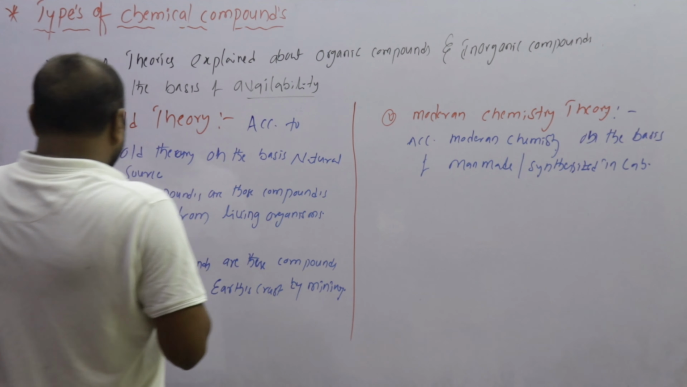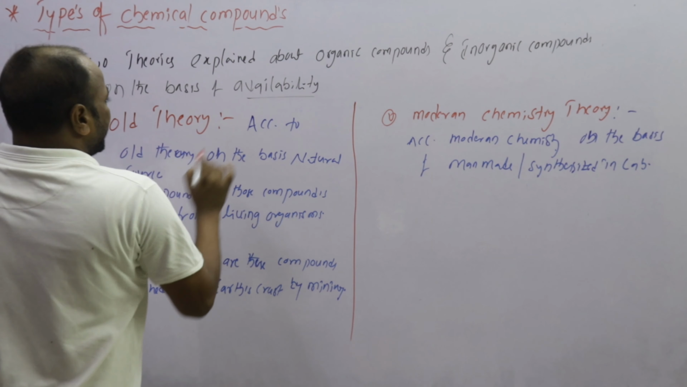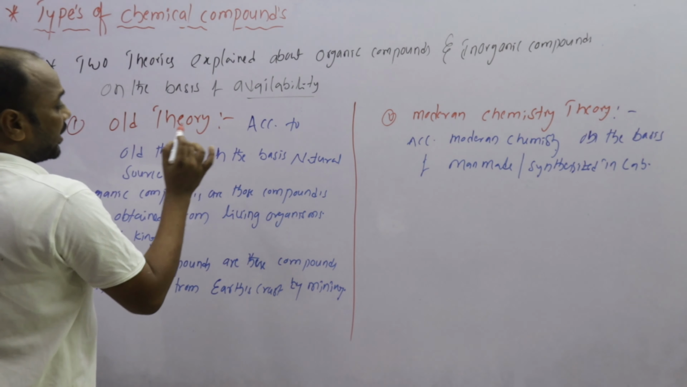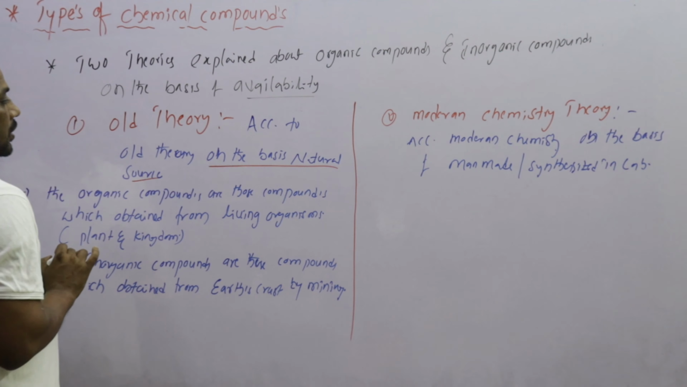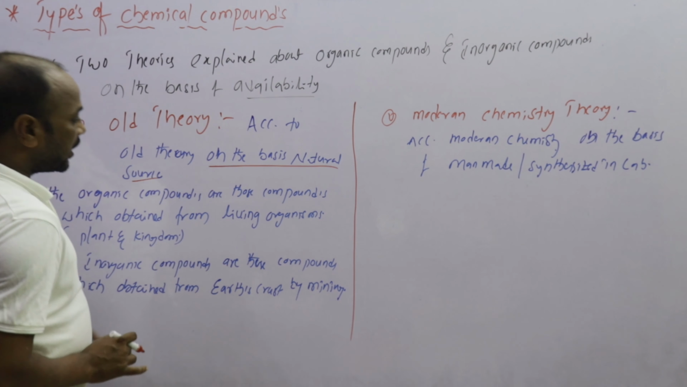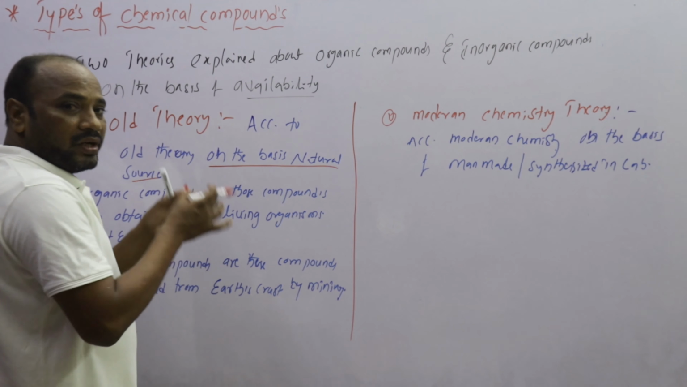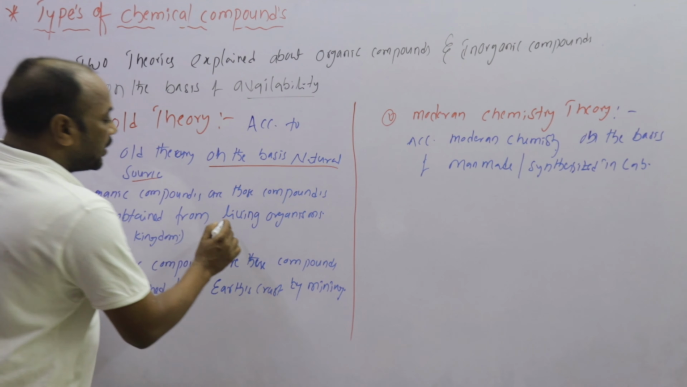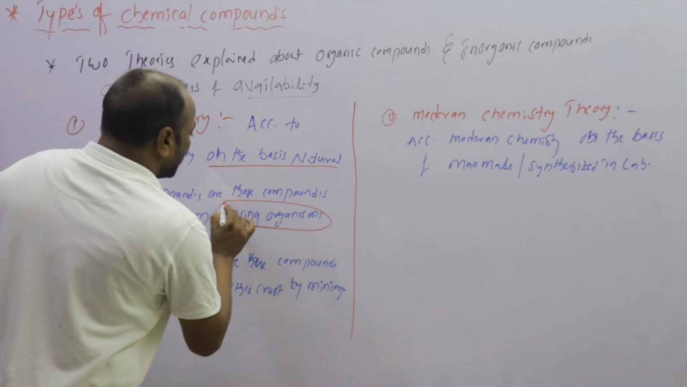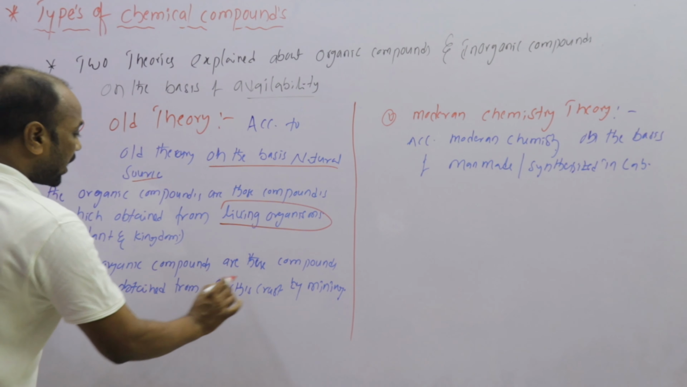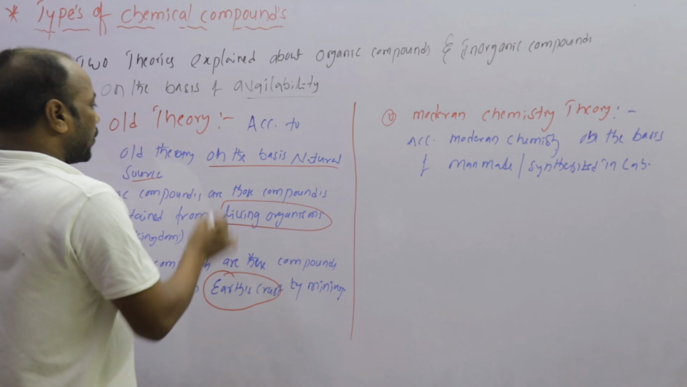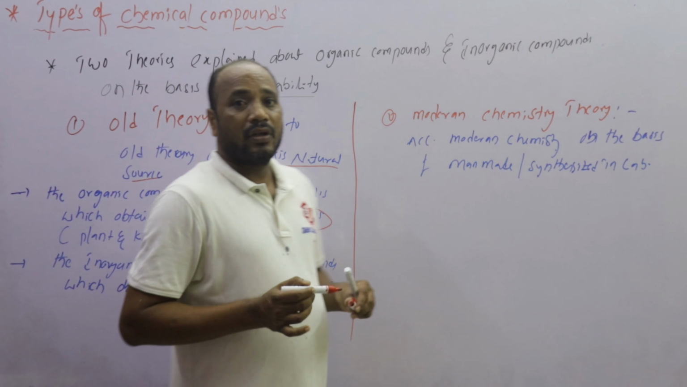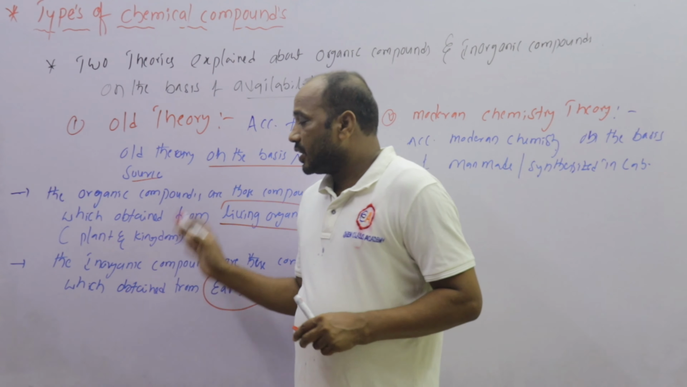By mining. So see here, according to the old theory, organic and inorganic compounds are based on natural source. Organic compounds and inorganic compounds are available naturally. The organic compounds are available in living organisms, and inorganic compounds are present in the earth crust, obtained by mining.